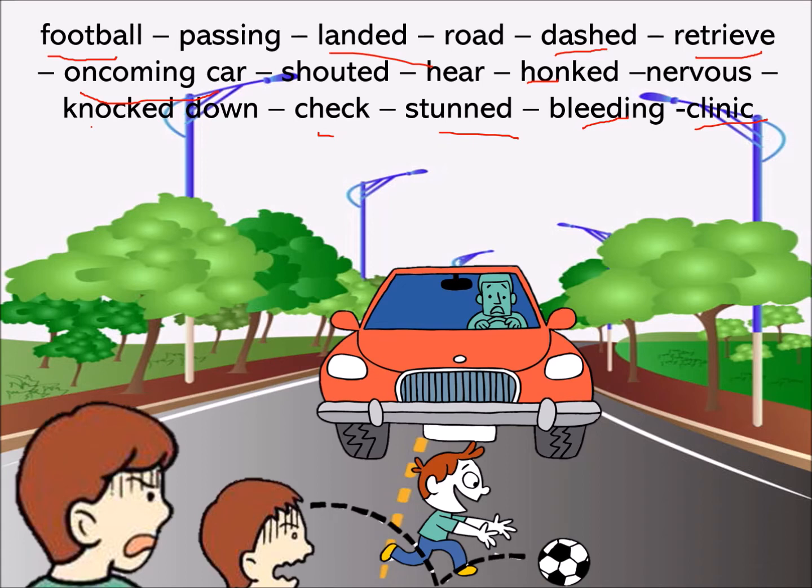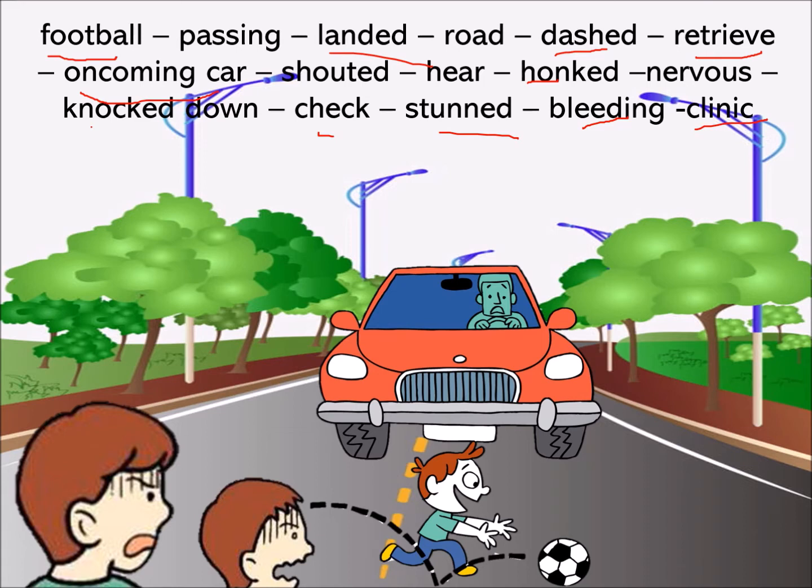Who knows? At that time, there was an oncoming car coming towards him, but the boy did not notice it. All his friends were shouting at him, but he did not hear. The car driver honked the horn loudly. Everyone was nervous. Unfortunately, the car could not avoid the boy, so the boy was knocked down.